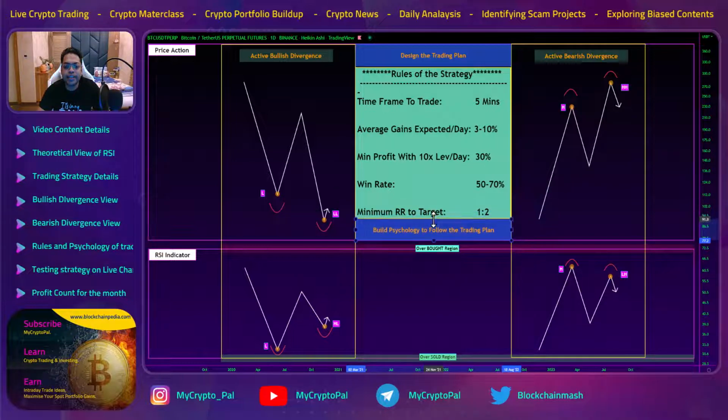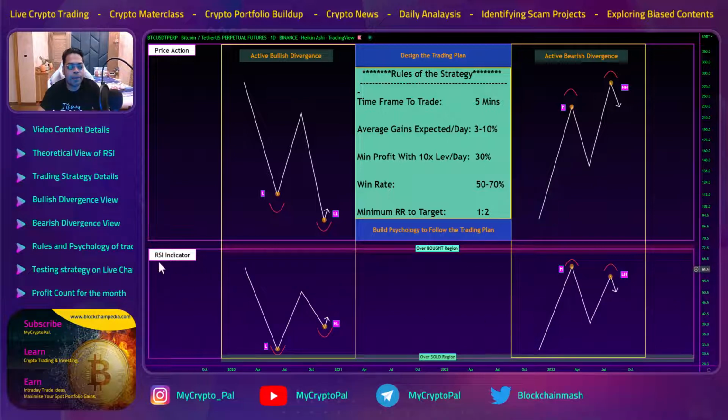Okay, so having said that, you can just take a screenshot of this whole thing. I'll just keep the screen like this for some time and then post it somewhere. Okay, do not think that you just read it once and then you understand it. Post it somewhere. Okay, so there are two types of divergences which RSI shows.